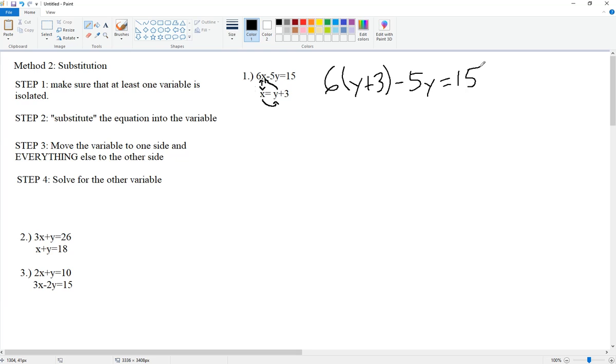Then I'm going to distribute the 6 into the parentheses. Distribute means to multiply into every term. So 6 times y gives me 6y, and 6 times 3 gives me 18. Minus 5y, which I didn't touch, is equal to 15.